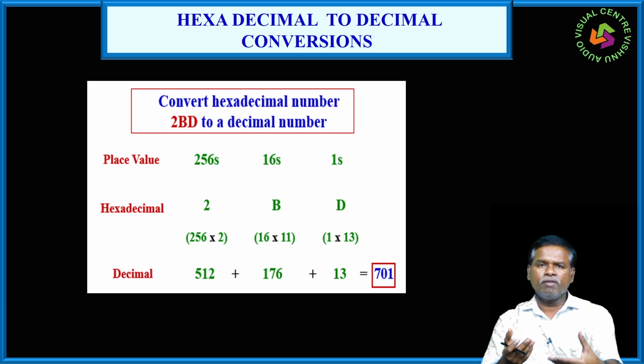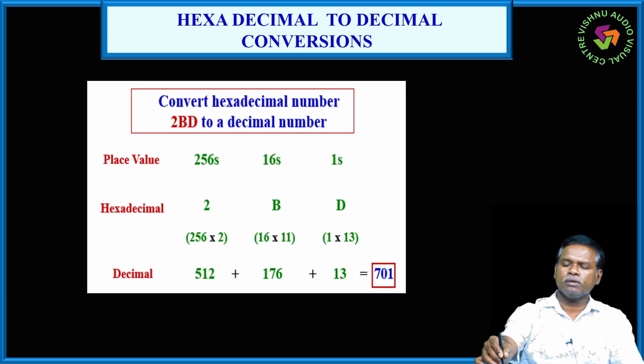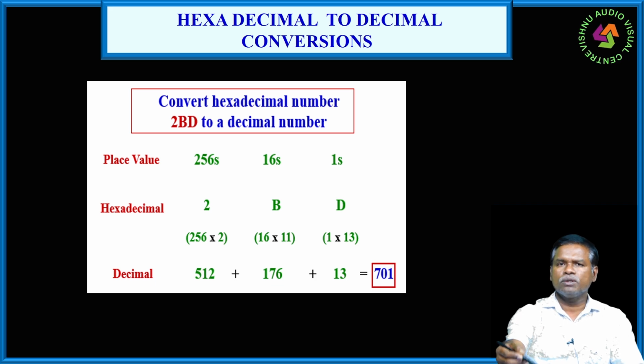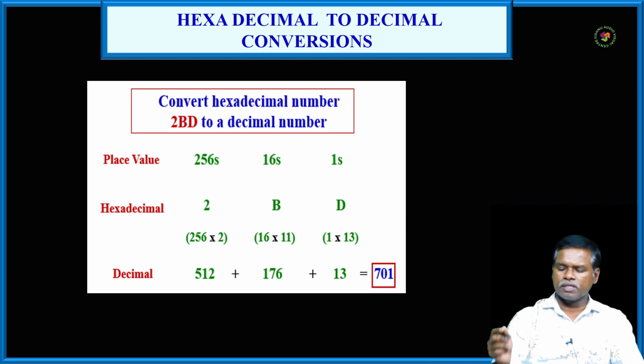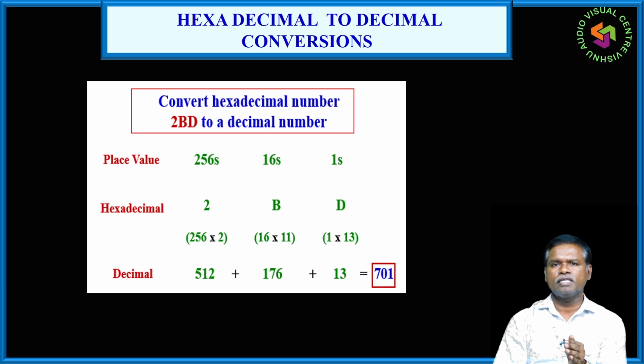So this is how we need to convert a given hexadecimal number to the decimal number system. For the given hexadecimal number, first write the place values of each symbol and multiply with its position. That means 2 into 256, 11, which is B, into 16, and D into 1, where D value is 13. So this is how we can convert any hexadecimal number to the decimal number system.